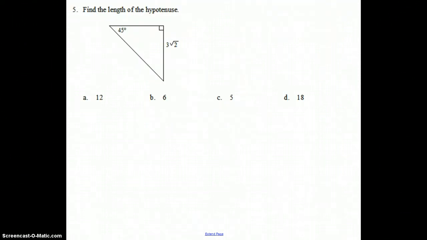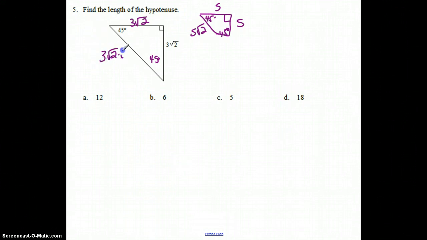Okay, find the length of the hypotenuse. First of all, this has to be 45, which means that both of these are 3 square root of 2 long. Now, in our general 45-45-90 triangle, that's a pathetic drawing. I'm really sorry about that. Our 45 and our 45 are S, S, and S square root of 2. So if I take how long the sides are and multiply it by square root of 2, that's how long this side is. It was already 3 square root of 2, so I've got to multiply it by that.